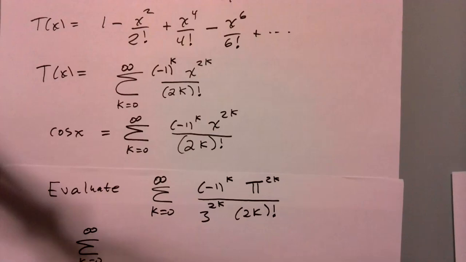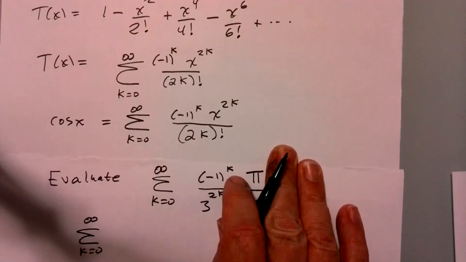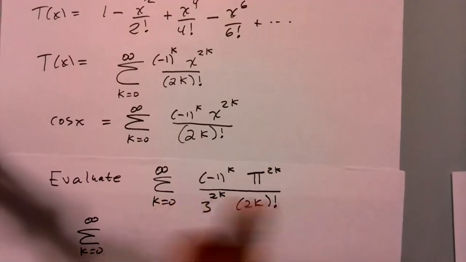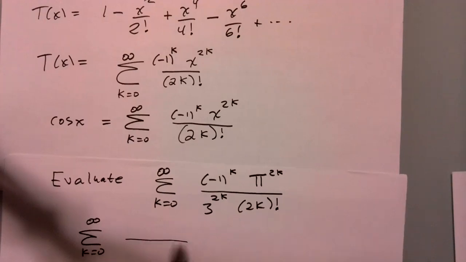Sum as k goes from 0. No, I don't want you to prove if it converges. We can do that to look at the interval of convergence, but I want to know what that is. Assuming this is in the interval of convergence, what will this be? So I'll give you another hint. Here we go.